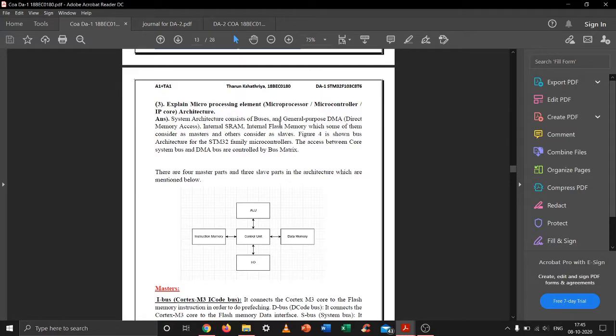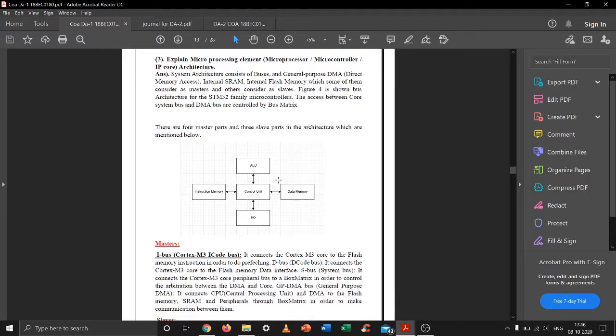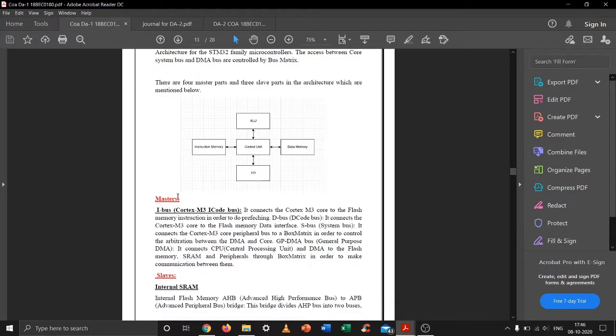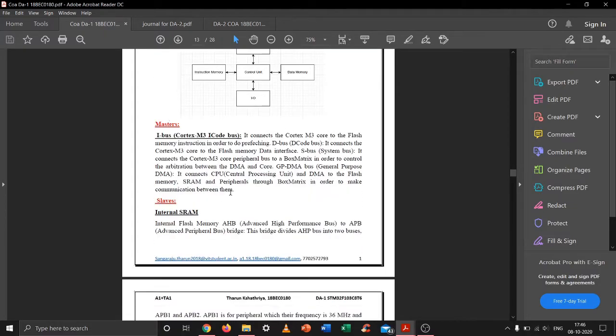Then next, coming to the third question, explain the microprocessing element, microcontroller architecture. System architecture consists of buses and general purpose DMA. What is meant by DMA? Direct memory access, internal SRAM, internal flash memory, in which some of them are considered as masters and others considered as slaves. And here are the blocks, masters and slaves, which I mentioned above.